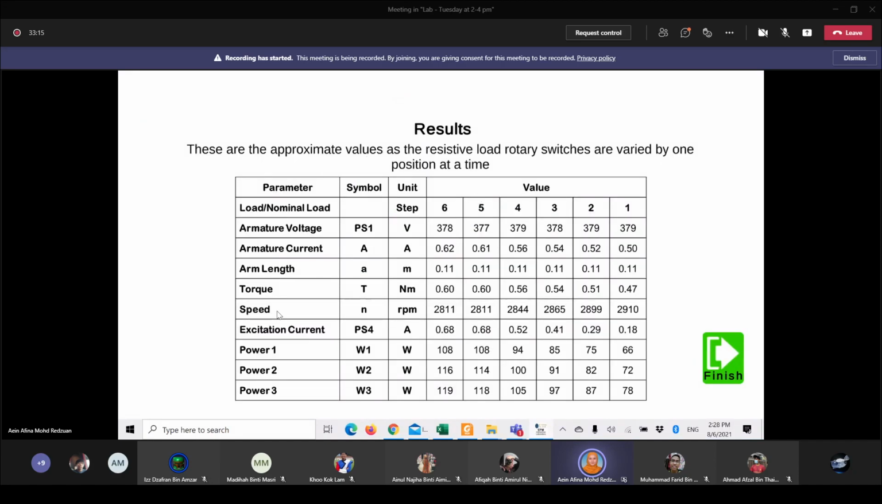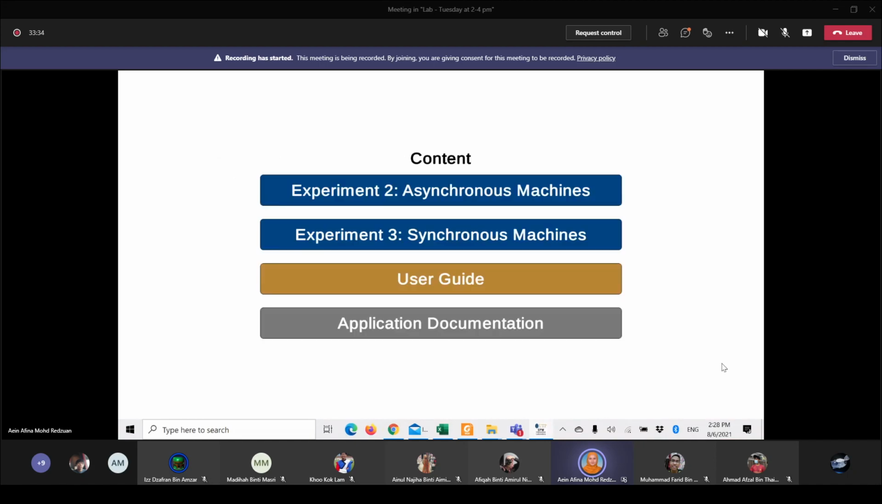Okay, these are the result values. As I told you, for the speed we actually need to use a speedometer, so it's not there in the simulation. Record all this in your lab manual, in your lab reports. Discuss it and plot the graph. So yep, basically that is all for the experiment.